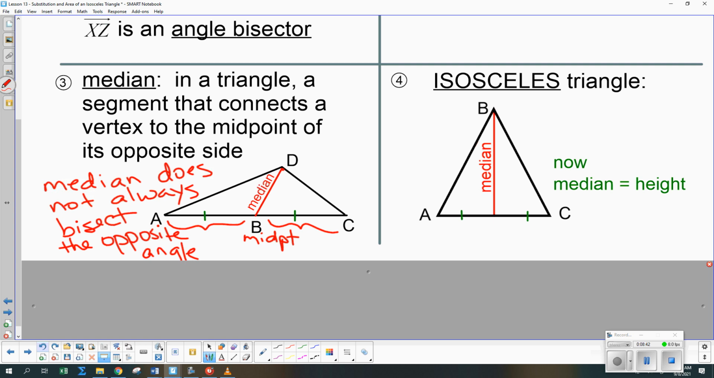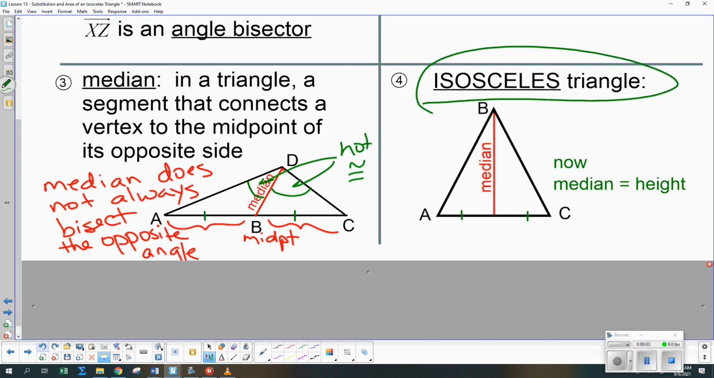And if you look in my picture, it looks like this angle on the left is smaller than the angle on the right. These are not congruent. They are not the same measure. Now, if it is an isosceles triangle, things are different. The median is now the height. It makes a right angle, and it does bisect angle B. But that is only when I have an isosceles triangle.